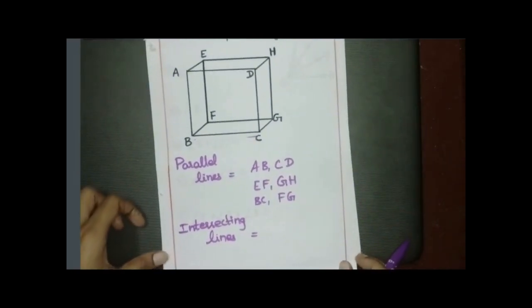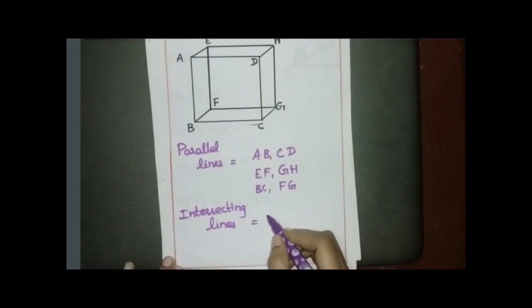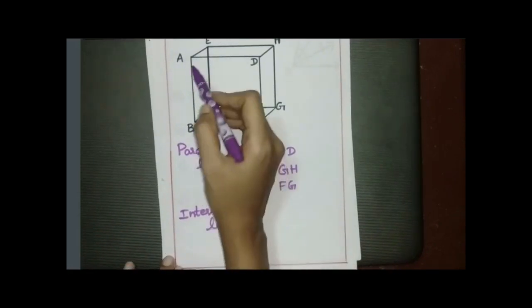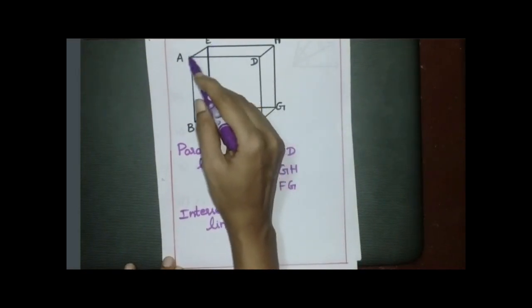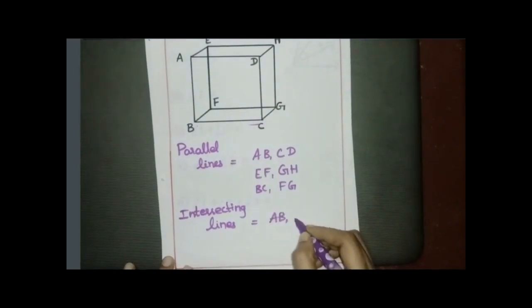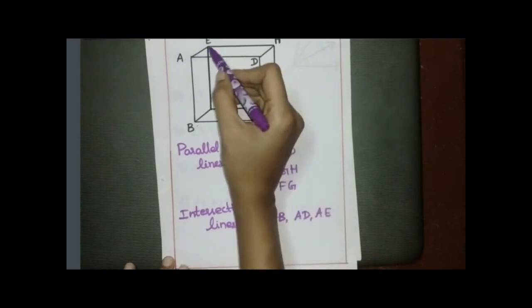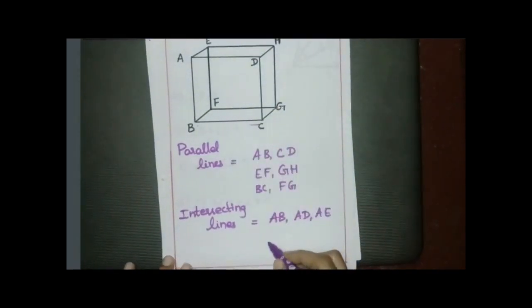So I will write 2 points, 2 pairs of points. You will write the remaining. So first I am writing for A. So AB, AD and AE intersect at A. AB, AD, AE. For E, AE, FE and HE.